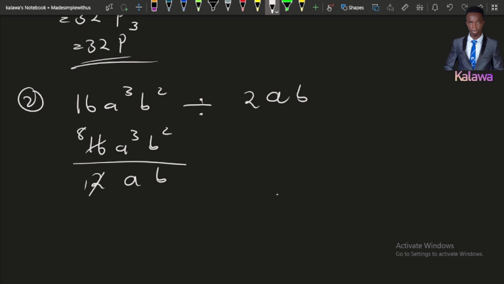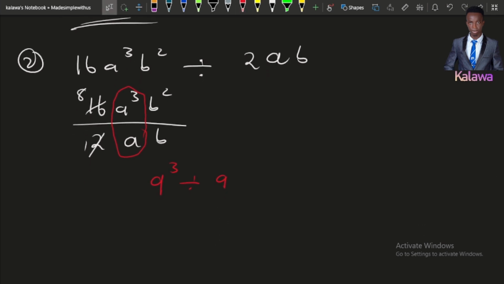So now we have a and then a cube. Let me just take it separately for you to understand. Let me take these ones out. So this is a cube divided by a. Remember the laws of indices. It says the bases are the same, so we take one of the bases, and because it is a division sign, always bear in mind that it's power 1 here, so we subtract. So we see 3 minus 1, so this gives us a square.